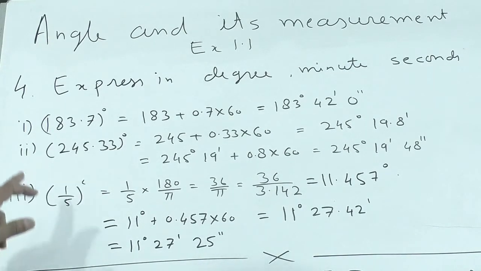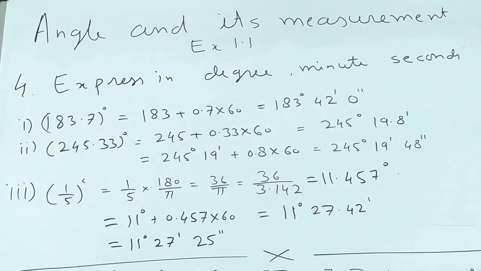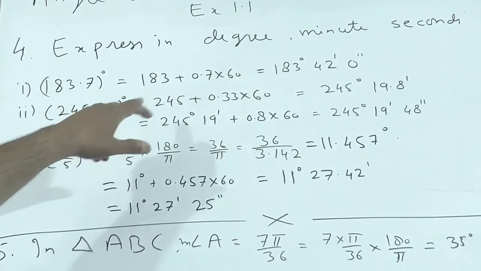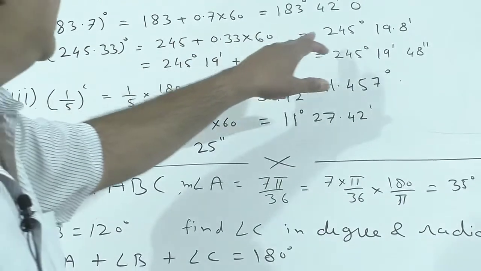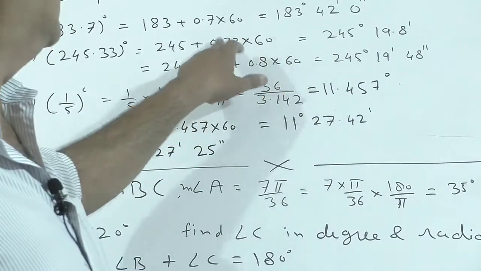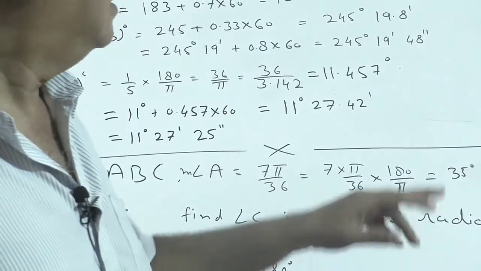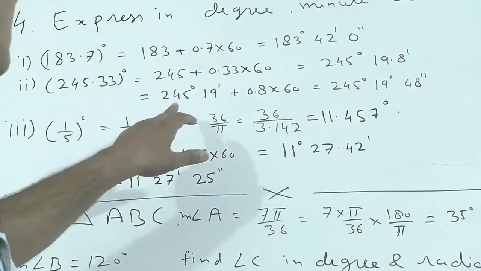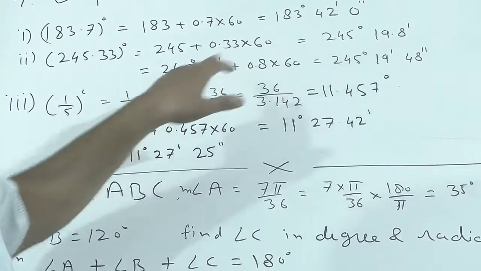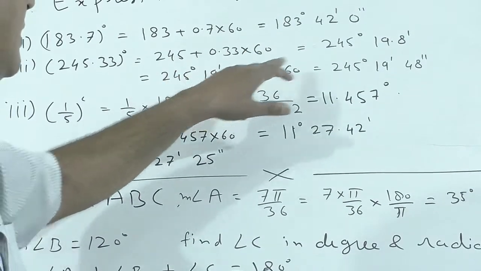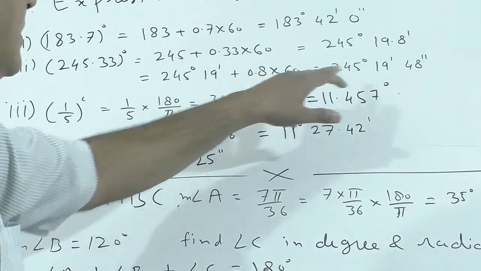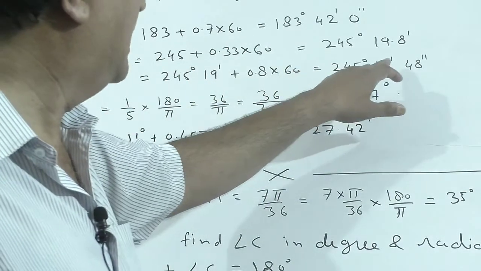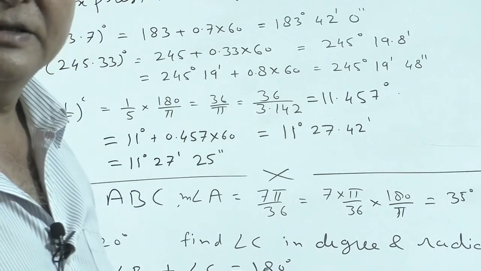Understood? Okay. Next sum is 245.33. So 245 is clear. This 0.33 into 60 gives 19.8 minute. Again in minute, that is 0.8. So this 0.8 fractional part, again we have to multiply by 60. So 245 degree clear, 19 minute clear. But this 0.8 into 60 comes to 48. So this answer is 245 degree, 19 minute, 48 second. Understood?